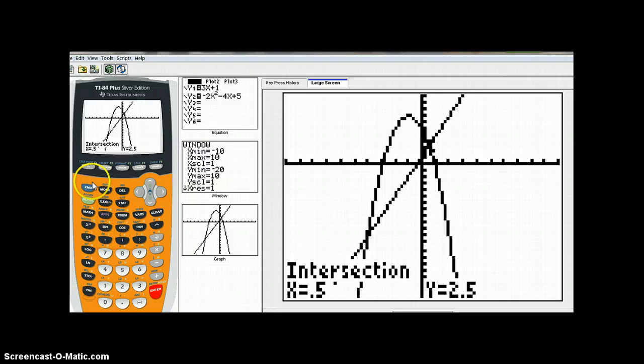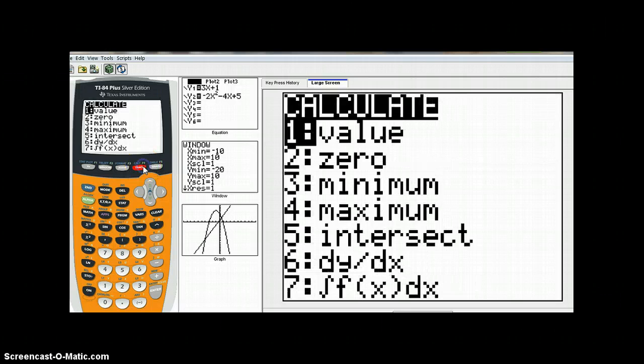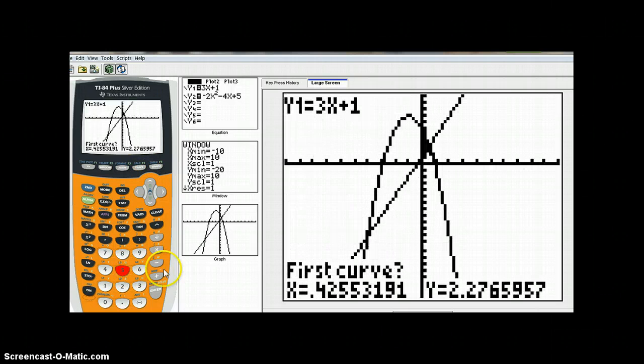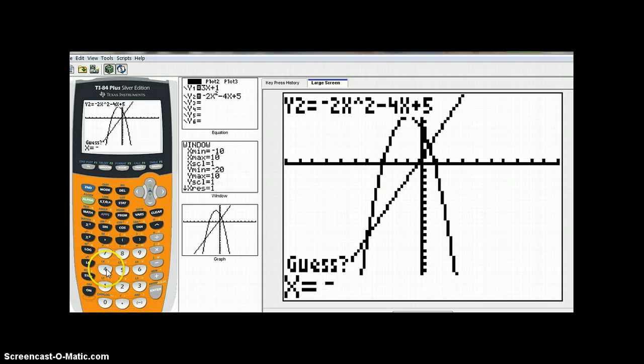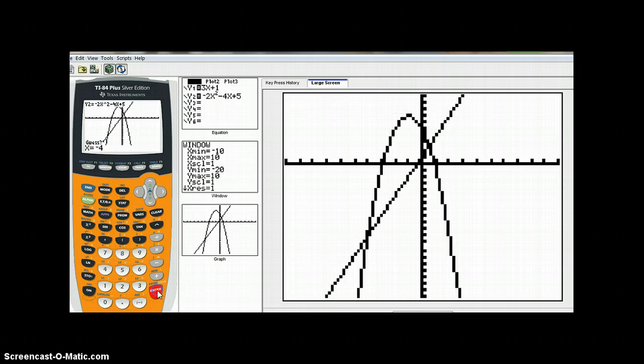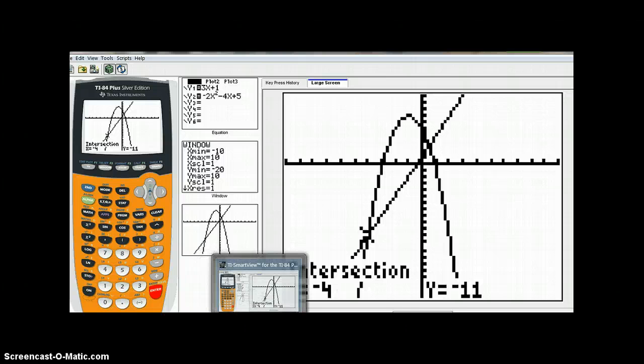Same steps. Second calculate, point of intersection number 5. First curve, yep, y1. Second curve, yes, y2. If you don't like using your cursor, we can pick a value for x. It looks like it might be something about -4. So if I say -4, it'll make a guess near -4 for x. And that looks like it's exactly right, -4 and -11. So write that point down. Then we go back to our question and write those in as a solution.